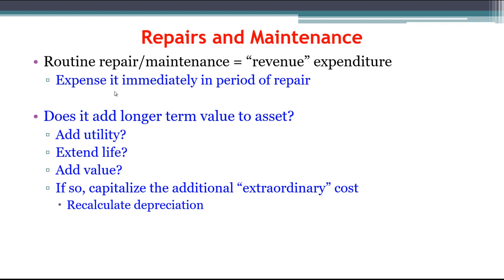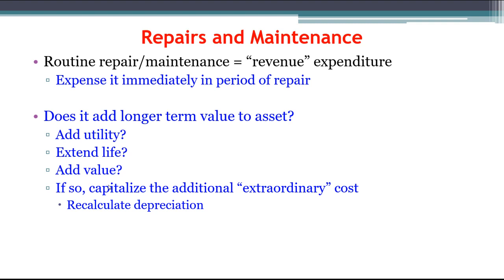Now, if you have a repair or maintenance that actually is not normal and routine, it actually adds longer-term value to the asset. Maybe it adds utility. It makes it do something it otherwise wouldn't have been able to. It extends the life of that asset, or it adds value overall. Maybe you've added a hospital wing to the hospital. Now you can do more things with it. In these cases, they're extraordinary costs, and we would capitalize them. Instead of expensing it right away, we would capitalize that just like we did the original asset.